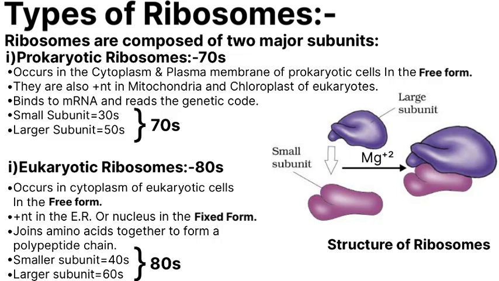Ribosomes can be found in two different ways in the cell. They can be fixed or they can be free. In the first case, the ribosomes are fixed to a surface, or in the second case, they can be freely found in the cytoplasm of the cell. So let's see it in both cell types. In eukaryotes, 80S ribosomes occur in the cytoplasm of eukaryotic cells in the free form, or they can also be associated with the endoplasmic reticulum or nucleus of eukaryotic cells in the fixed form.